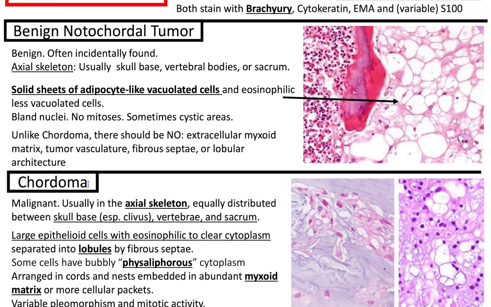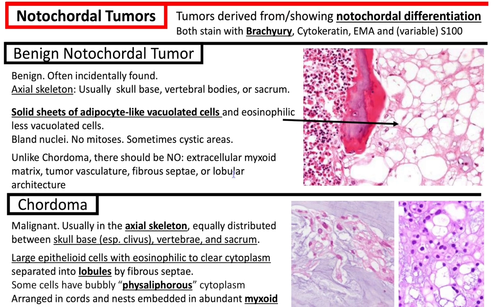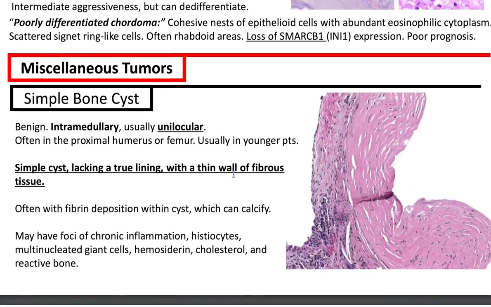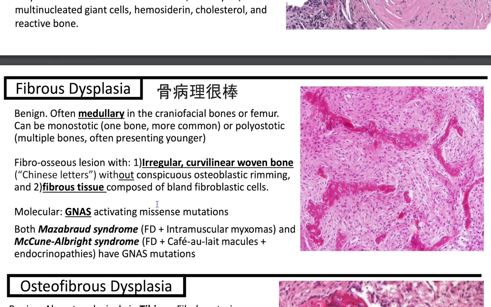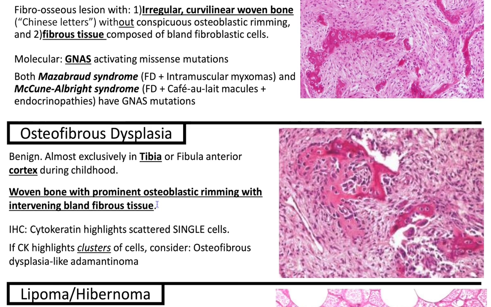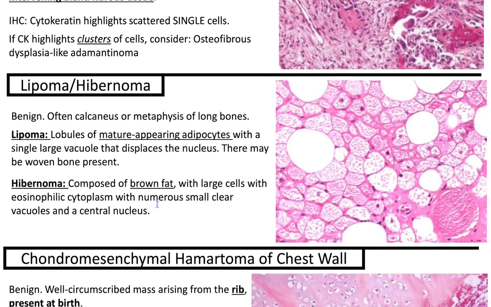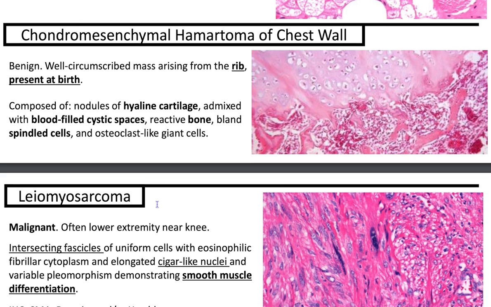In contrast to chordoma, benign notochordal will not have extracellular myxoid matrix, tumor vasculature, fibroseptate, or lobular architecture. And then miscellaneous tumors, your simple bone cyst, fibrous dysplasia. It has a GNAS activating missense mutation. Both Mazabraud and McCune-Albright have GNAS. Osteofibrous dysplasia, you'll see woven bone with prominent osteoblastic rimming with intervening bland fibrous tissue. Lipoma, hibernoma, chondromesenchymal hamartoma of chest wall that's present at birth on the ribs.